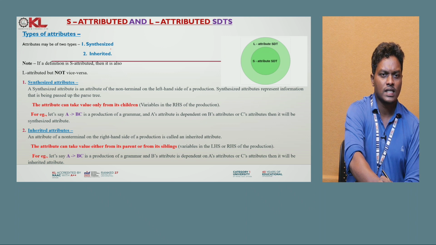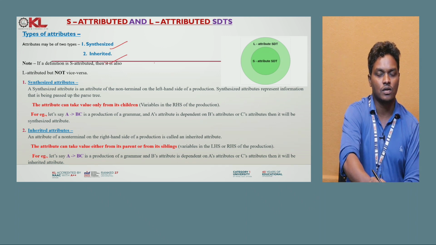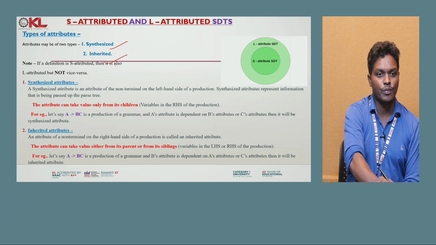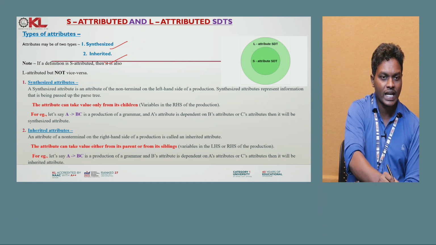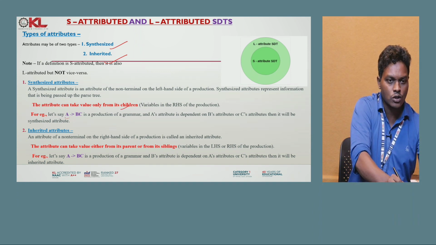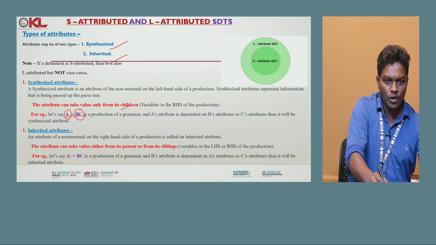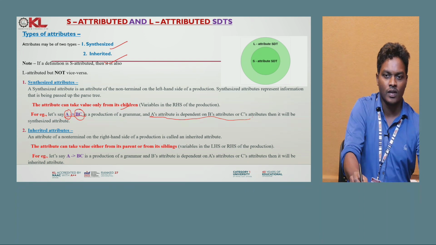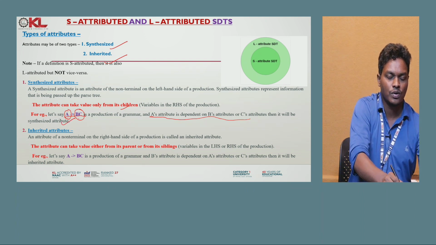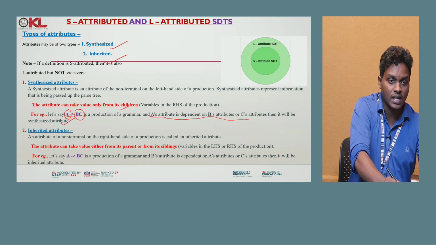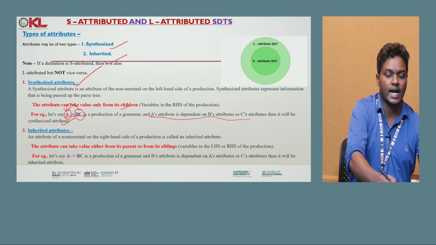Now see here, what are the synthesized attributes, what are the inherited attributes? This is the important topic here. Synthesized attributes means the attributes can take a value from its children. See here, A tends to BC, right? So A is the parent value and BC are the child values. The leftmost production is the parent value, BC is the child value. So in a production of the grammar, if the A attribute is dependent on the B and C attributes, then it will be a synthesized attribute. So if a parent value is dependent on its children's values, then we call that a synthesized attribute.